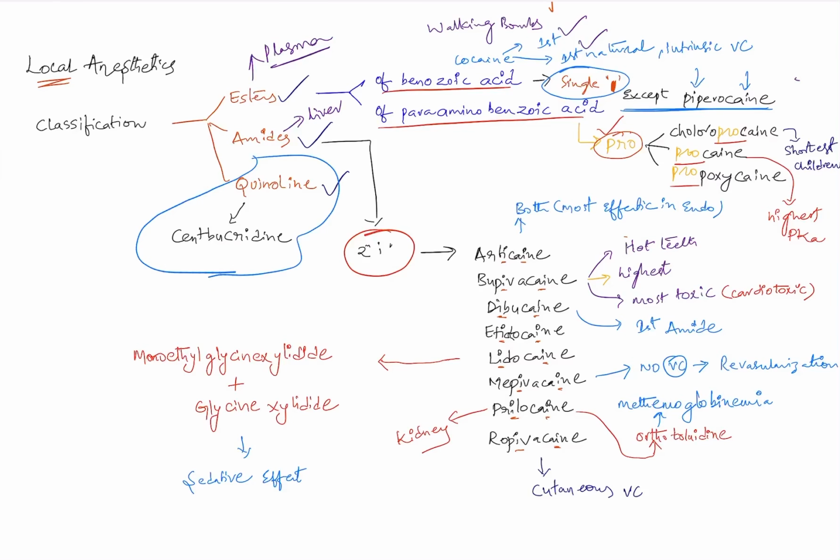As already discussed with cocaine, cocaine users are also called walking bombs. It's the first LA. It's the first natural LA. It is the only natural LA. It has intrinsic vasoconstrictor activity. The next important thing that you have to make a note of is chloroprocaine. Chloroprocaine is the shortest acting LA.